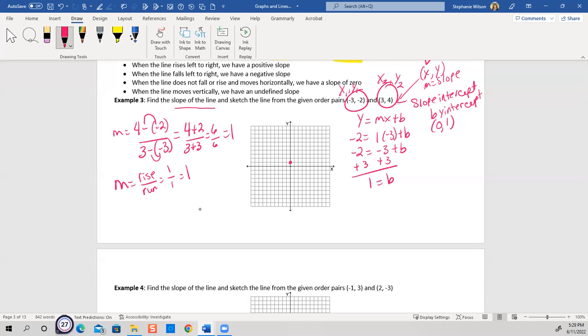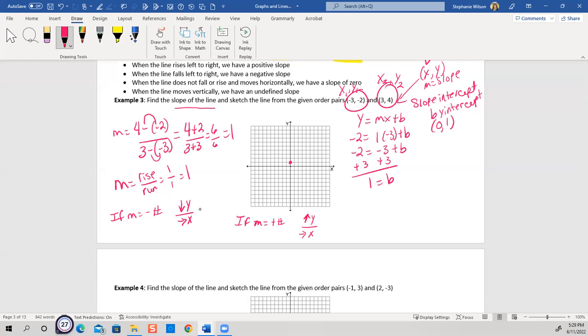Always simplify. So, since it's positive, I want to make a little side note here, guys. If the slope is negative, what I want to do is go down the number of y's and to the right the number of x's. If the slope is positive, I want to go up the number of y's and to the right the number of x's. There's another way to do it, but it gets a little more complicated.